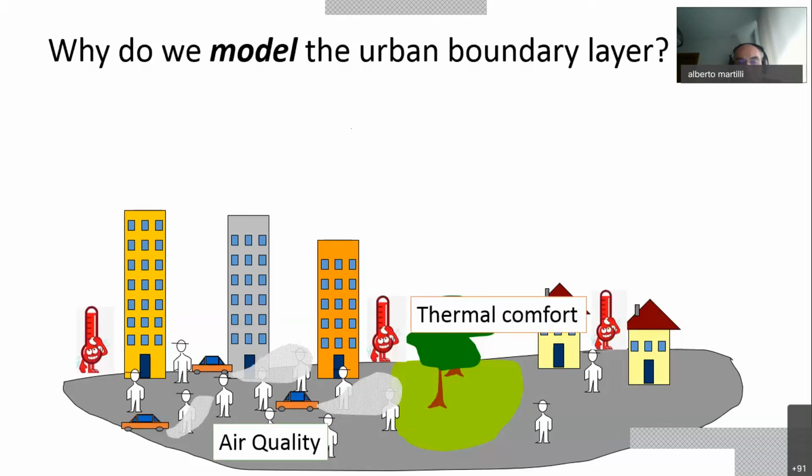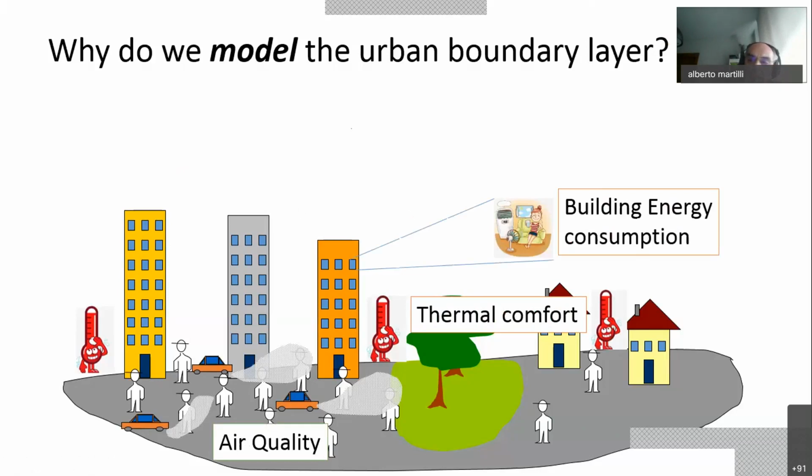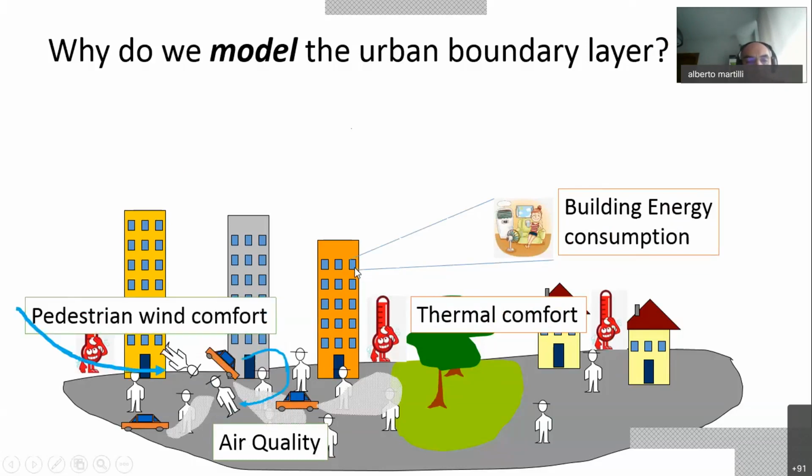The second is thermal comfort. So we want to know how and why we feel the way we do. Directly linked to thermal comfort is the building energy consumption. So the energy that we use to keep the indoor space of the buildings in a comfort range. Pedestrian wind comfort.